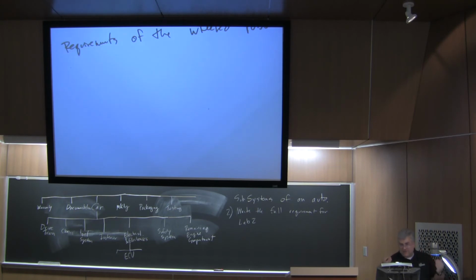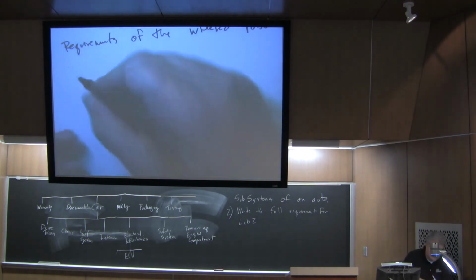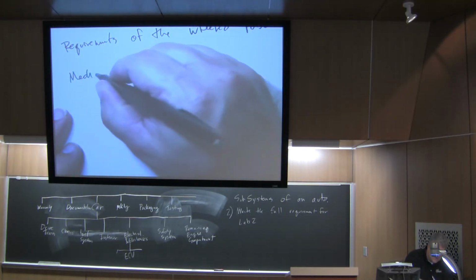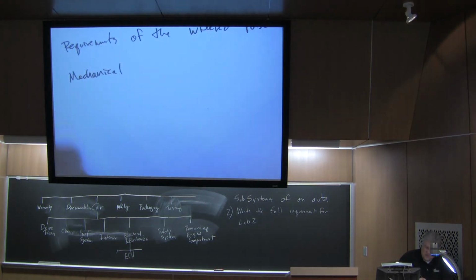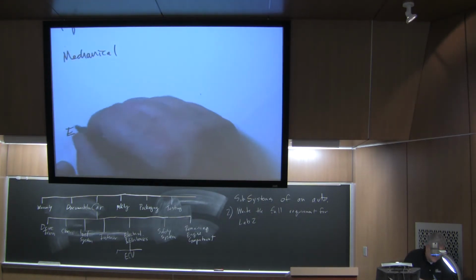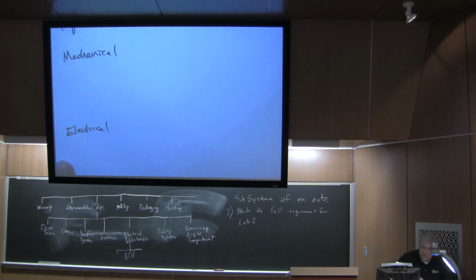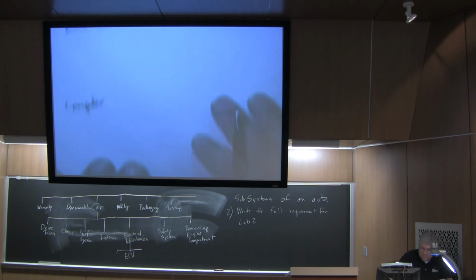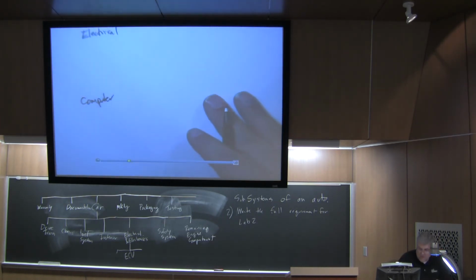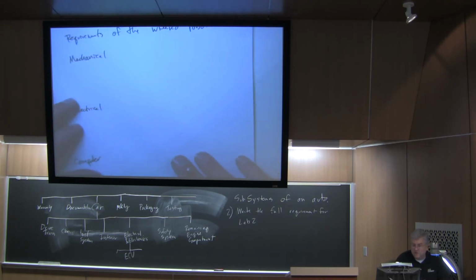the fact that we have subsystems. And you can either write the requirements and then group them into the subsystems, or you can pretty much do it as you go along. So let's identify what are some of our subsystems. We have mechanical, right? We have electrical. And we have computer. So what are some of the mechanical requirements?